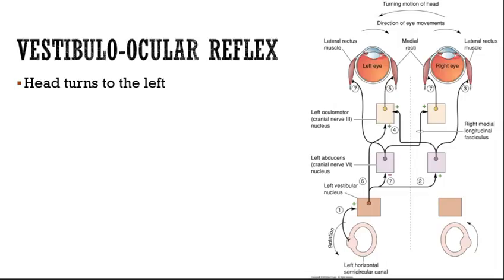Right? So as we turn the head to the left, if we want to keep our eyes fixed on a spot across the room, our eyes have to go right even as our head is turning left. Make sense? And that's going to do that for us.